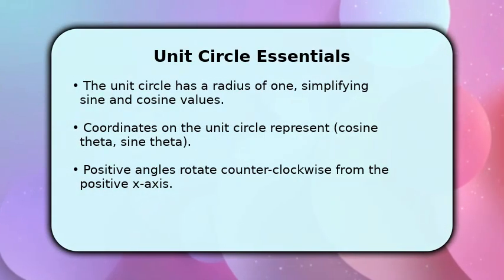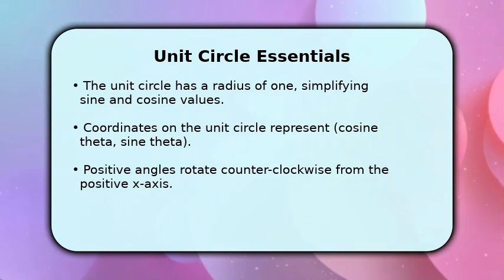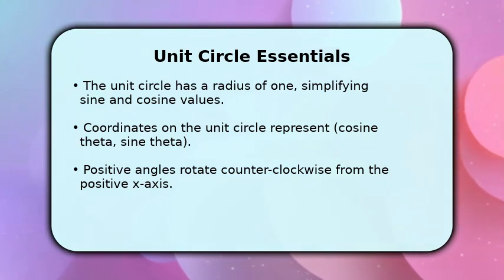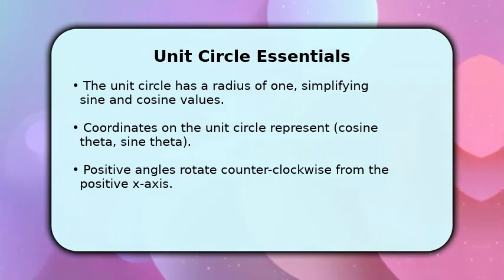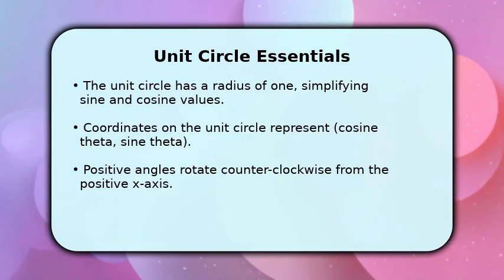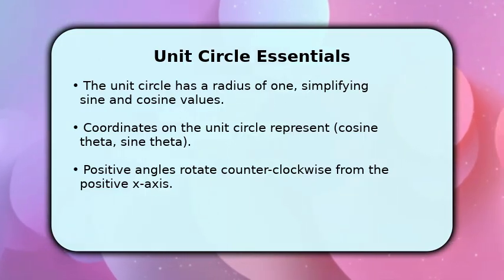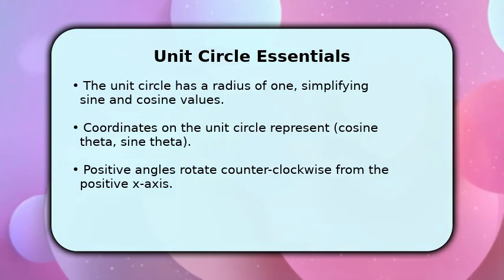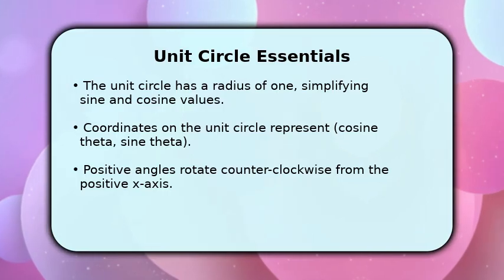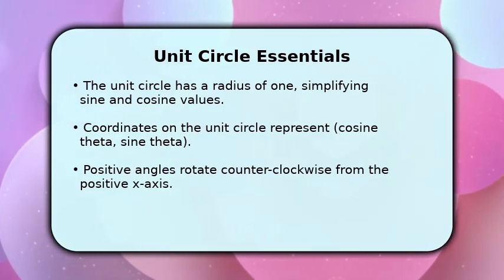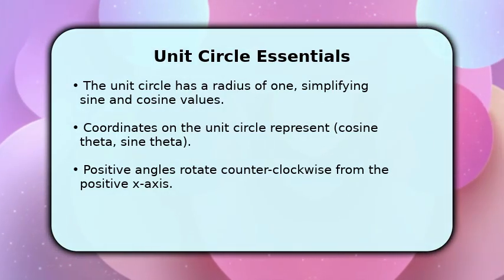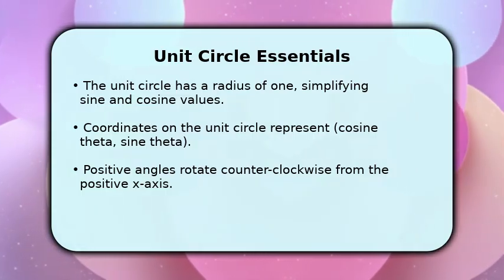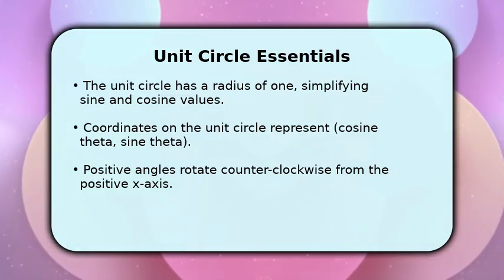The unit circle is crucial because its radius is exactly 1. This means the x-coordinate of any point on the circle directly gives you the cosine of the angle, and the y-coordinate gives you the sine. For example, at 0 degrees, the point is (1, 0), so cosine is 1 and sine is 0. Remember, angles are measured counterclockwise from the positive x-axis, making visualization straightforward.